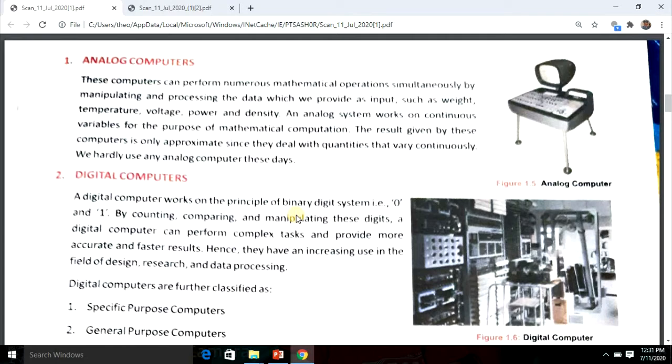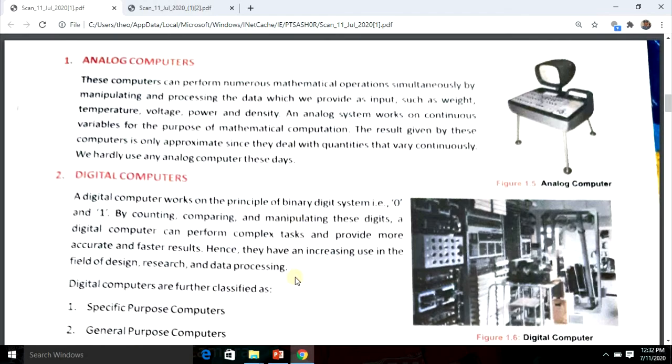An analog system works continuously. Is it clear? The result given by these computers is only approximate, since they deal with quantities that vary continuously. We hardly use analog computers these days. We are not using these types of computers.